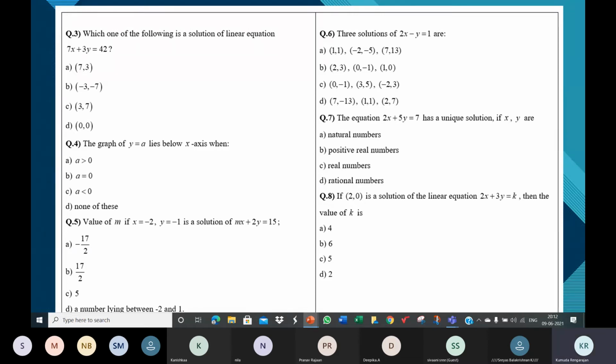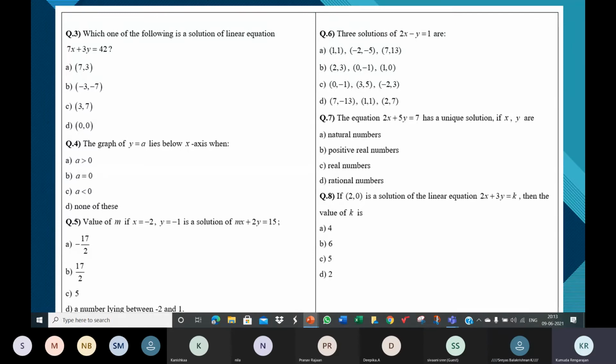So if you say rational numbers, option D, rational numbers mean anything of the form a by b. So you will have many solutions, right? You give some fraction for x, you will get a different fraction for y. Like that, you'll have more than one solution. If you say real numbers, for some real value of x, when you substitute in the equation, you will get some other real value for y. So C, real numbers, cannot be.